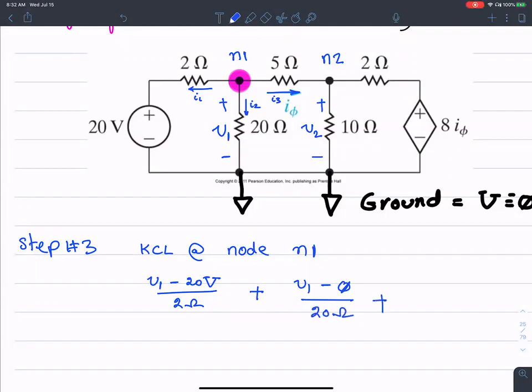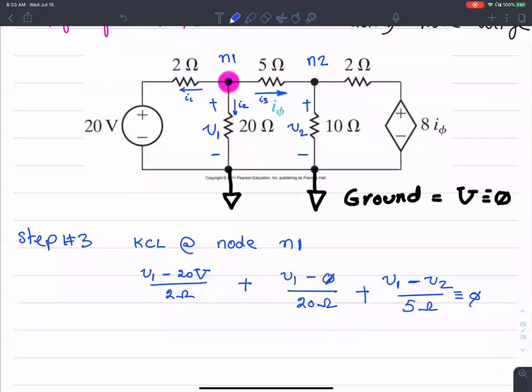Plus, let's look at the eastbound current through the 5 ohm resistance. So that'll be V1 minus V2 over 5 ohms. All of that equals 0. Okay? All right, so that's KCL at node N1.